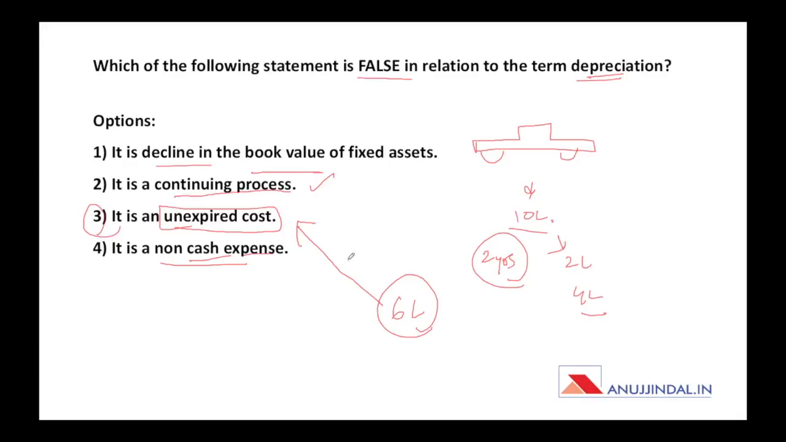So this is not an explanation of the term depreciation, but an explanation of what is left after depreciation, and that is exactly the meaning of unexpired cost. So our answer is 3, unexpired cost, because this is not true in relation to the term depreciation. So this is all for today's session on Ssc Aao question analysis that we have been doing.